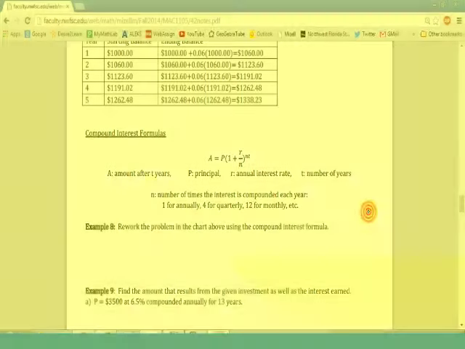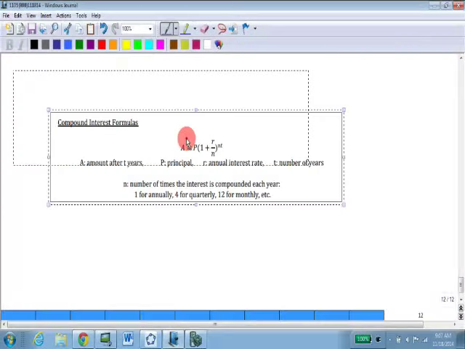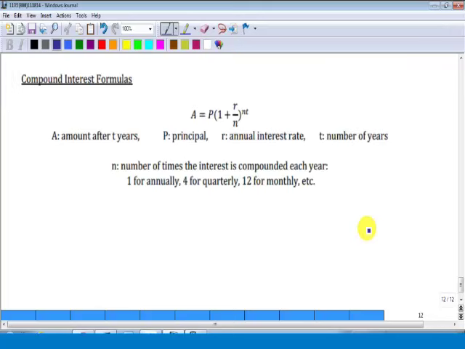Compound interest formula. A equals P times 1 plus R over N to the NT. A is the amount in the account at the end of the time period. P is the original principal invested. R is the annual interest rate. We convert that to a decimal. And T is the number of years.